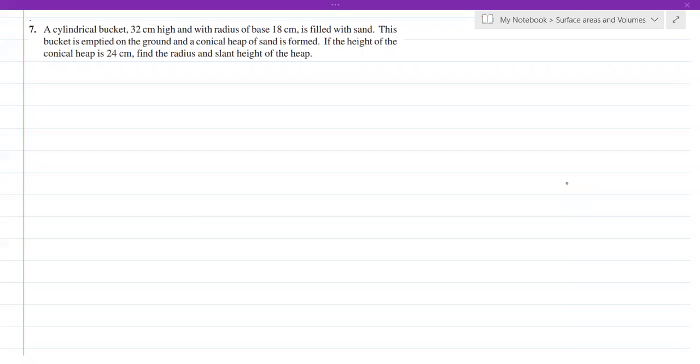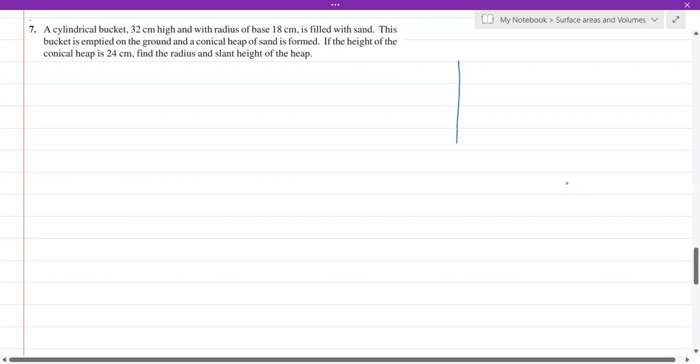A cylindrical bucket 32 centimeter high with a radius of base 18 centimeter is filled with sand. So we have got a cylindrical bucket. Let's draw that.